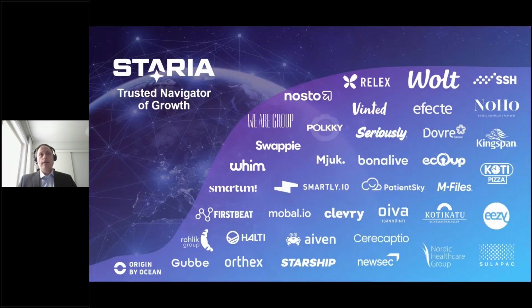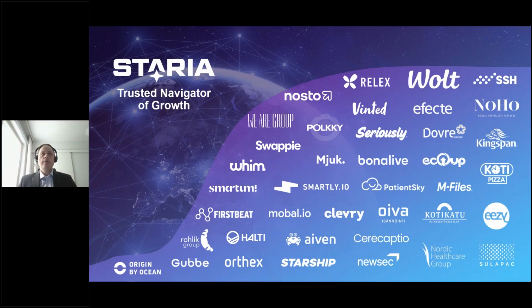For the customers that we currently have, we have quite a variety of different kinds of customers. We have really good logos that we are offering services to these days. For example, Wolt, Vinted, and Rolik are all our customers. And we have, like I mentioned already, more than 500 customers using Staria services these days. There are just a few on this slide, but these are customers that have been looking for a partner who can walk across and do cross-country implementation for them. And for that reason, we have been the trusted navigator of growth for these companies.